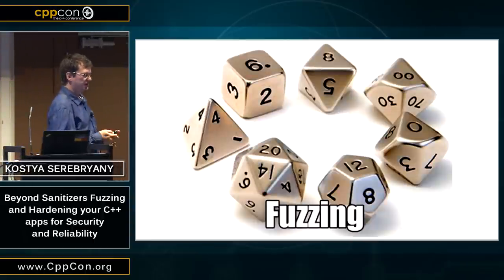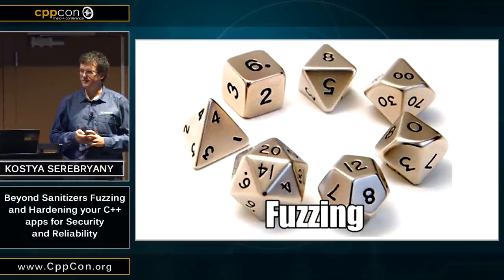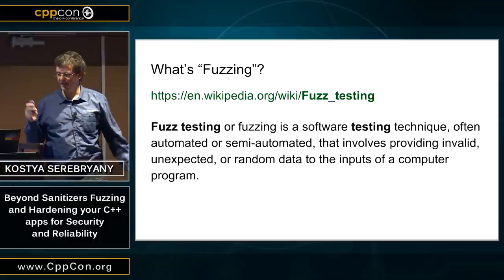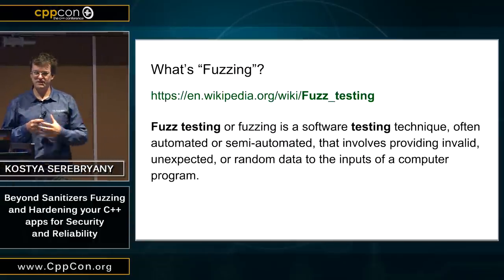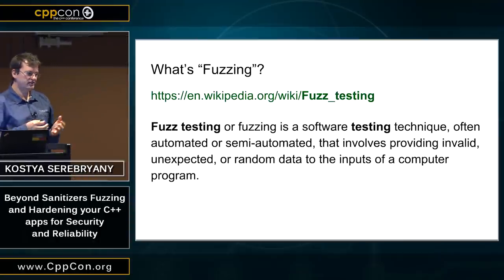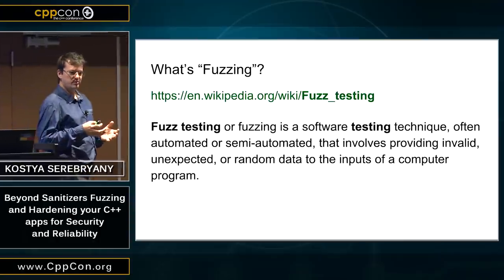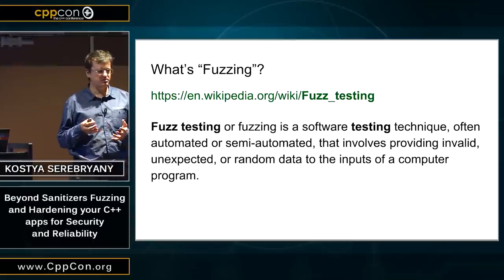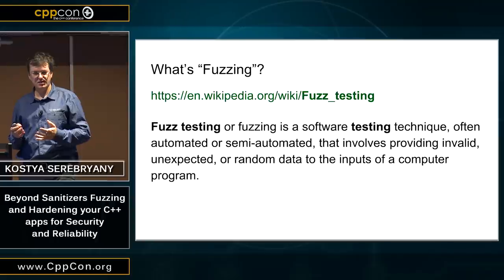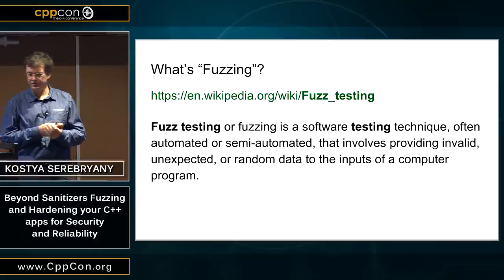Okay, the first part is fuzzing. Who knows the term? Good. And this is what Wikipedia has to say about fuzzing. Essentially, it is feeding random garbage into your application and trying to observe what's going on. Whether it will crash, whether it will hang, whether it will consume enormous resources, or so on.